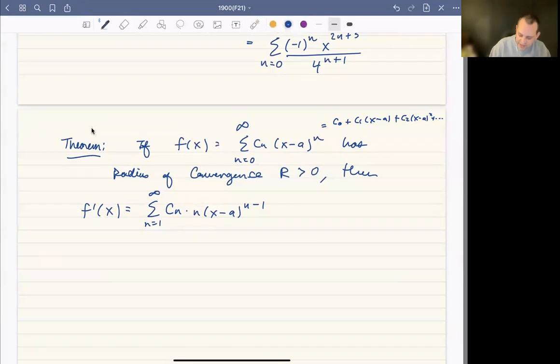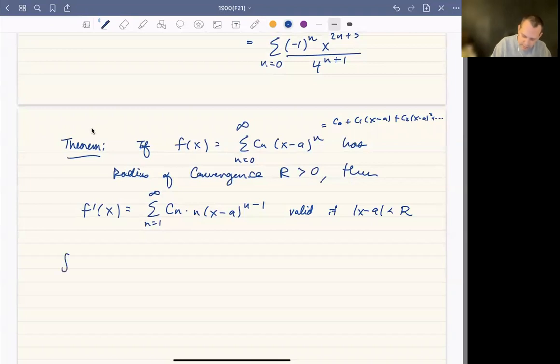And this is going to be valid if the absolute value of x minus a is less than r. In other words, this is valid for all x values inside the radius of convergence. So this is valid not at the endpoints necessarily, although sometimes it is, but it's always valid inside the interval of convergence. So that's the first part.